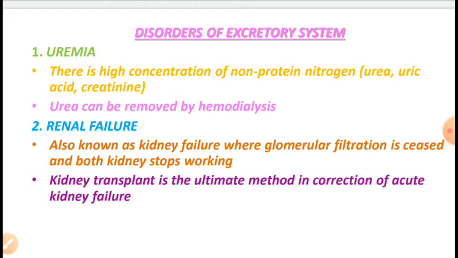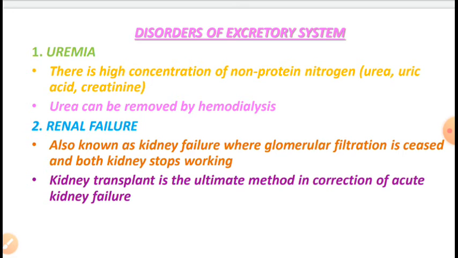Now, some disorders of the excretory system in the human body, some abnormalities related to the excretory system. Let's discuss this. Malfunctioning of the kidney can lead to the accumulation of urea in blood. This condition is known as uremia, which is highly harmful and may lead to kidney failure. You know very well about kidney failure.